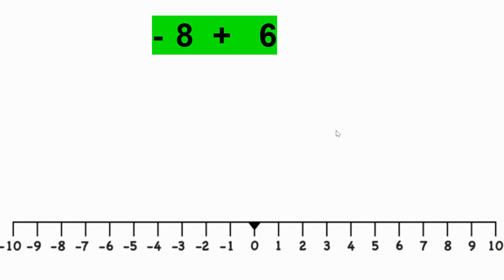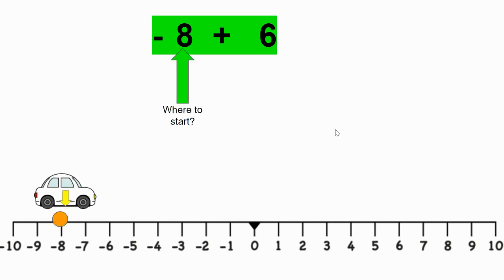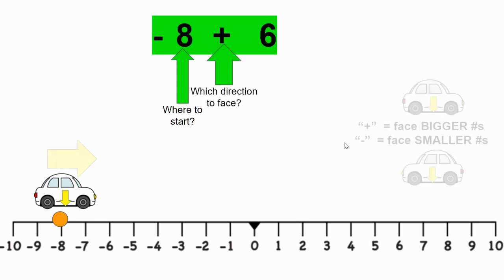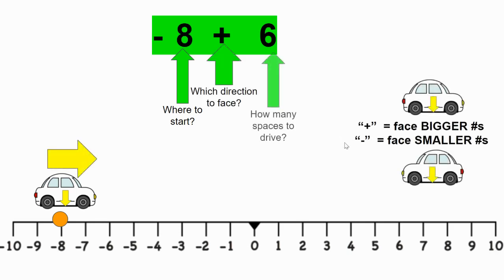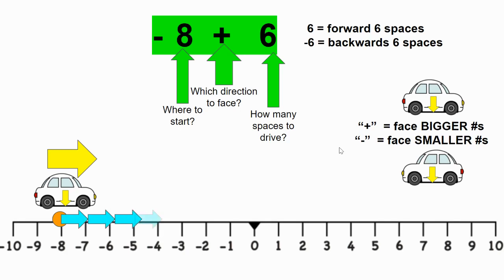How about negative 8 plus 6? Where do we start? Awesome. We start at negative 8. Is the car going to face forwards or backwards? Forwards, as you can see. And then how many spaces are we going to move? 6. So if we start at negative 8 and move forward 6 spaces, what do we end at? Negative 2. Awesome.